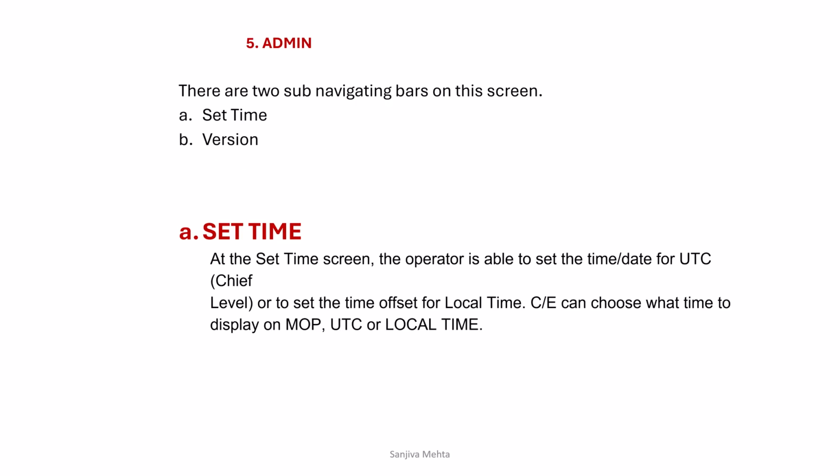Basically, these are administration activities which you carry out: set time and version. At the set time screen, the operator can set time for UTC or local time, and set the time offset for local time. You can also choose what time to display on the MOP, UTC or local time. Normally you set local time. So this is up to you.